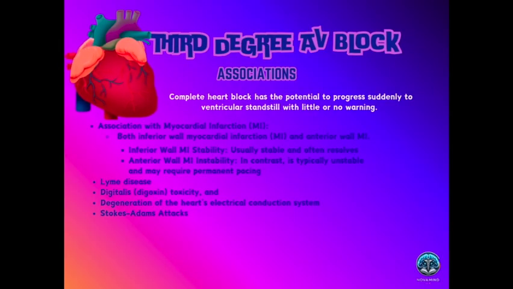Now let's review some associations with third degree AV block. One is the risk of ventricular standstill. The ominous thing is that it may suddenly advance to ventricular standstill with no warning at all. Third degree AV block may occur, although less commonly, in the setting of inferior wall myocardial infarction and anterior wall MI. Unstable patients with third degree AV block occurring along with an anterior wall MI will probably require permanent pacing, such as the implantation of a pacemaker.